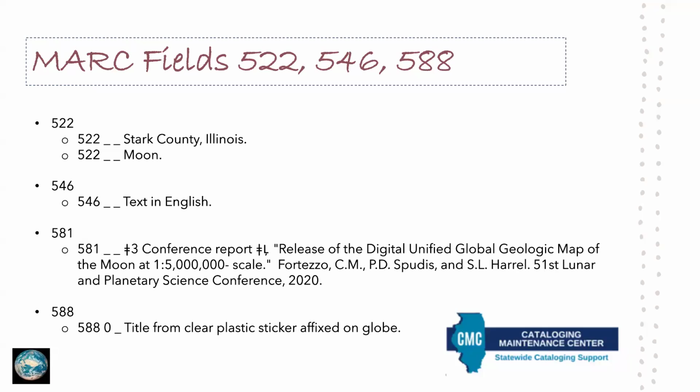All right, fixed field elements. Here you can see the fixed fields for a plat book at the top and our globe at the bottom. Type E is for cartographic material. Our B level is M for monograph item. CRTP is used to record the type of cartographic material.